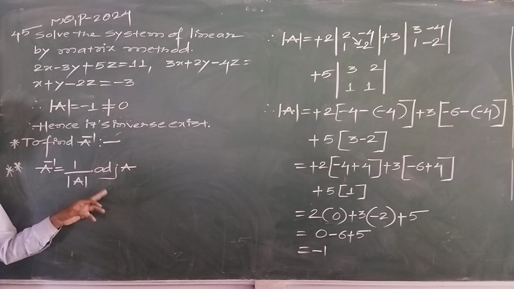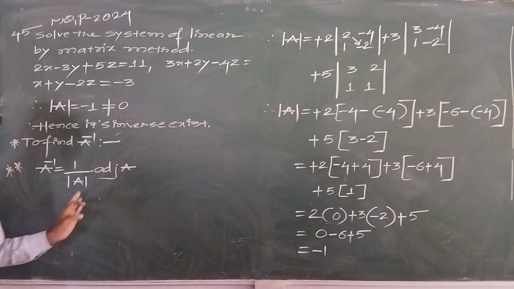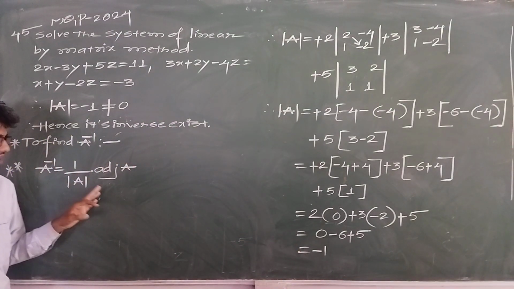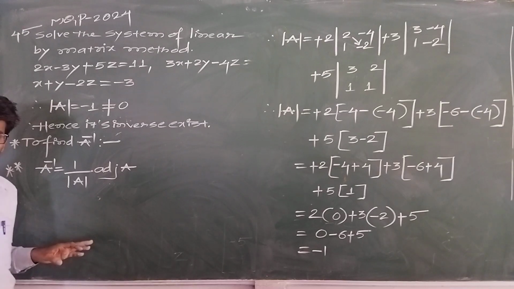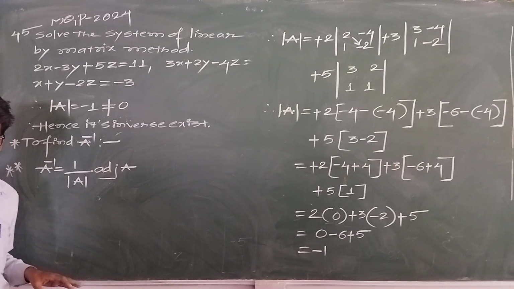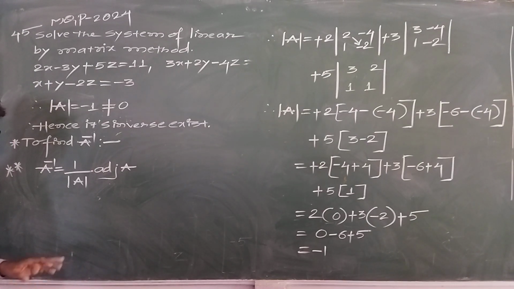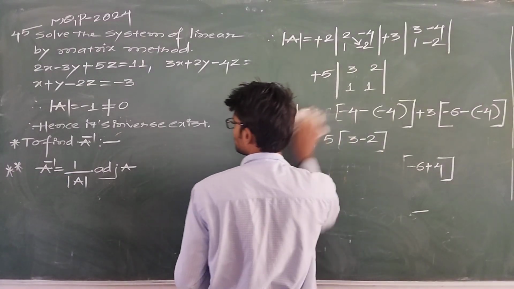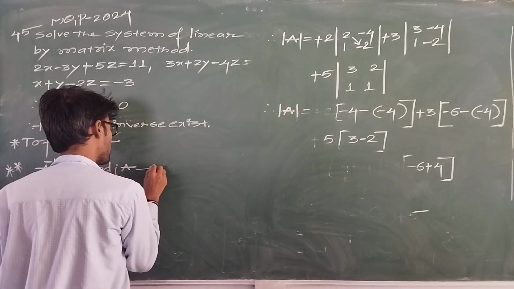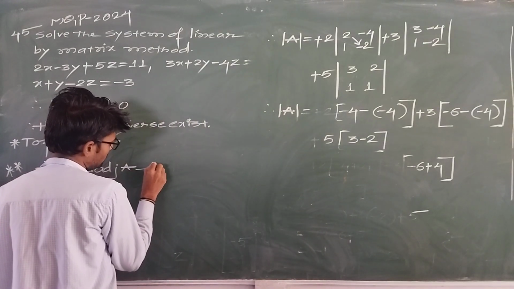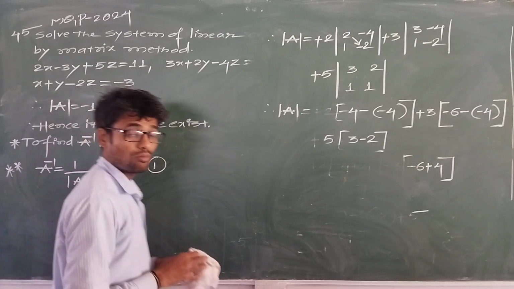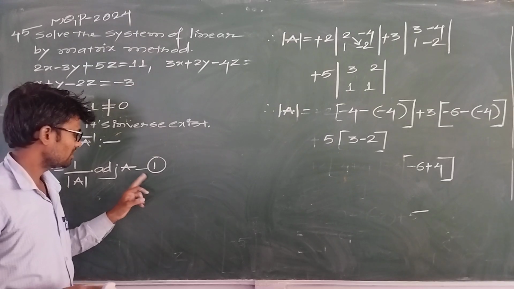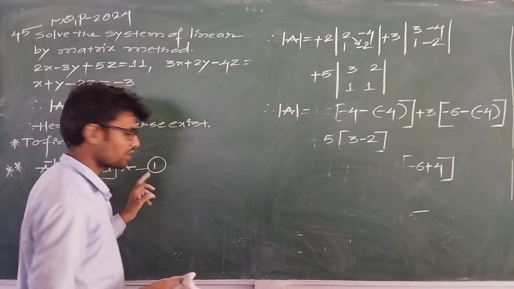See, A inverse is equal to 1 divided by determinant of A into adjoint of A. So now see adjoint of A. Determinant of A we already have, minus 1, and now it is required to find the adjoint of A. Adjoint of A is obtained by taking the transpose of the cofactor matrix. So we first find the cofactor matrix. I call this equation number 1.